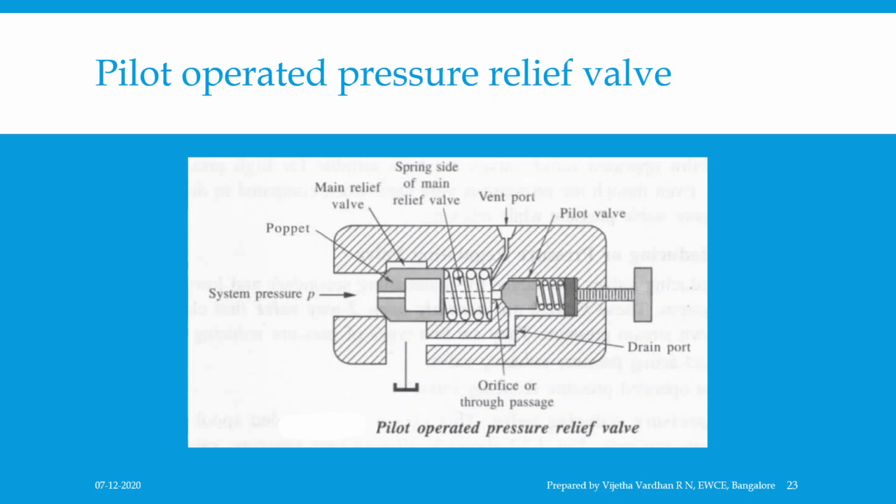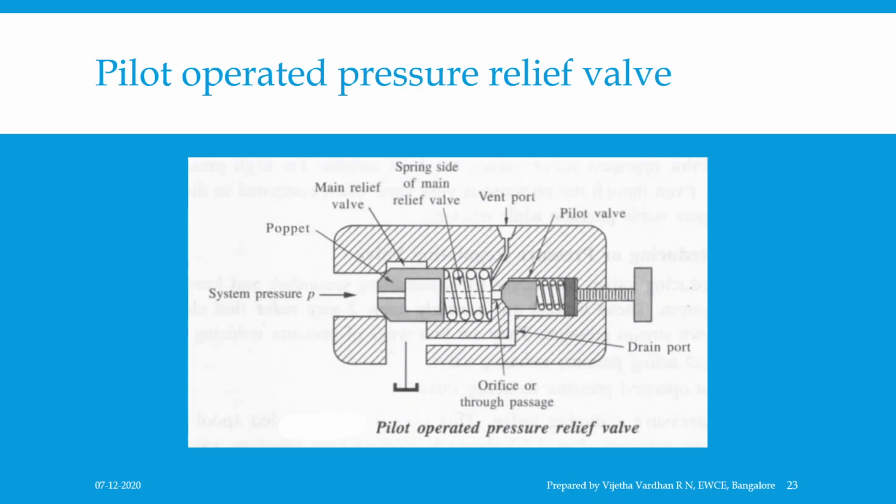Upon construction, this consists of a main relief valve with a small through passage passing through the center. The system pressure fluid acts on the larger area of the poppet. This system pressure along with the light spring force acts on the poppet and keeps the poppet seated. A pilot valve is provided on the spring side, which is also closed due to its opening pressure. The pilot is operated by variation of spring pressure by an adjustable screw, which you can observe from the figure.